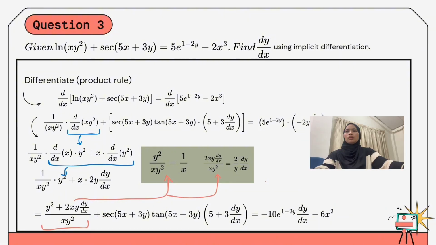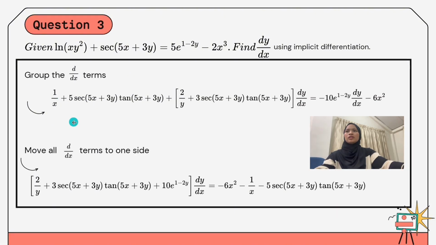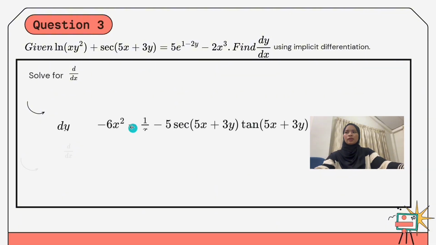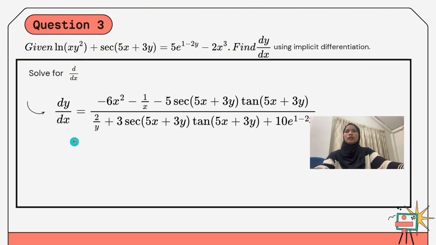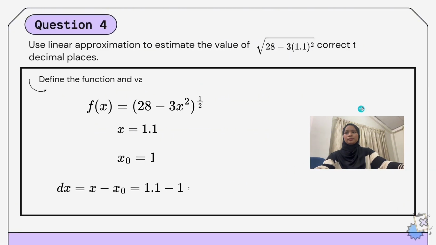Okay. Now, we combine all the differentiated parts. After simplification, we group all terms containing dy over dx together. Each step is crucial for isolating dy over dx. After grouping dy over dx together, we will get it like this. And then, to solve it, we will move the dy over dx terms to one side and the ones without it to the other side. So now, this is the final expression for dy over dx after all the process.